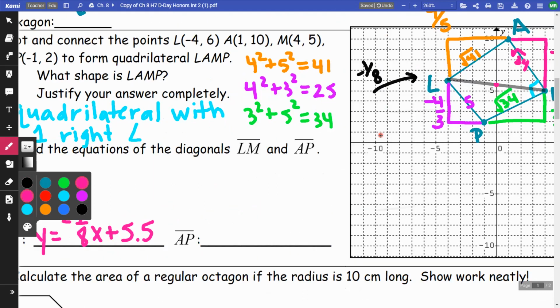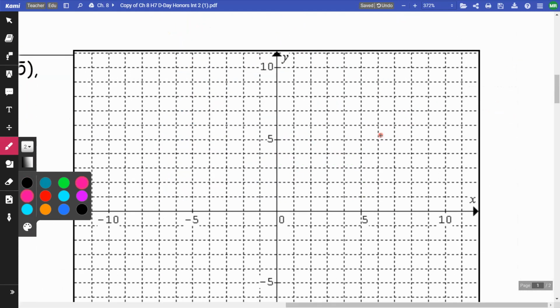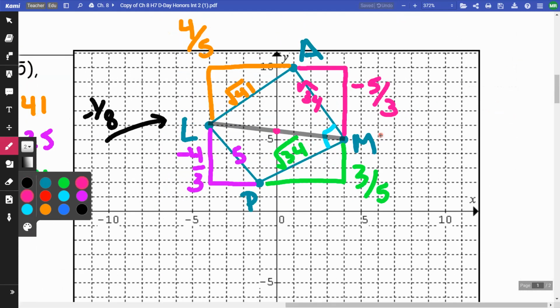Now I'm going to do the same for AP. Okay, so for AP, let's say I draw that one in blue here.